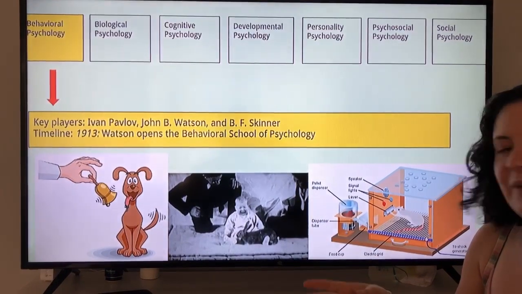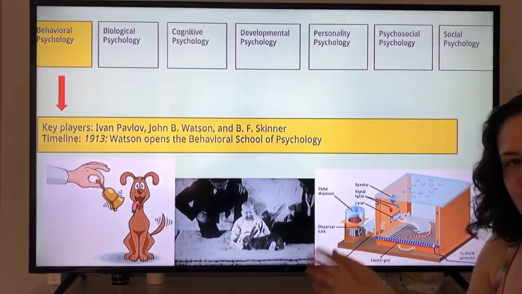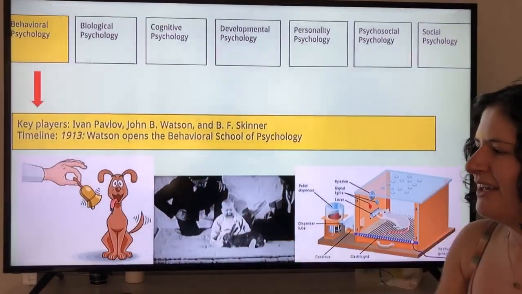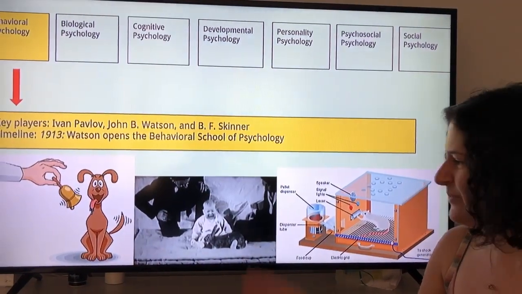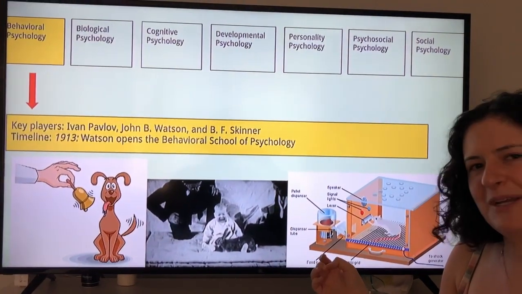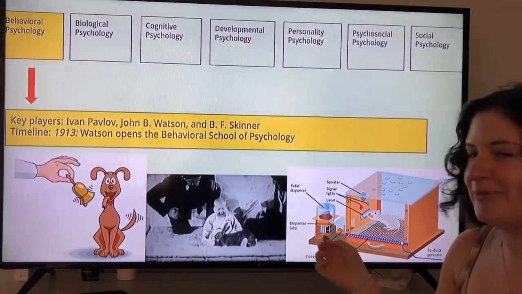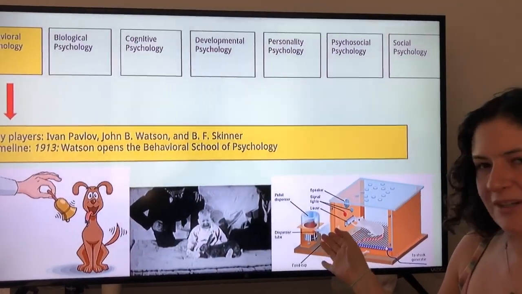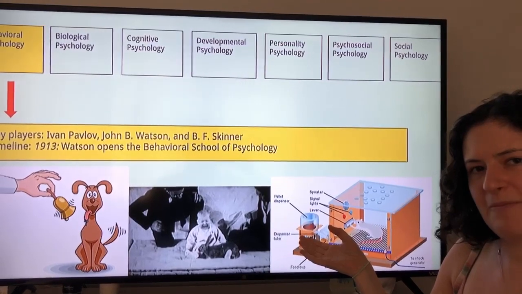So we're going to learn about these later, but just in case you are curious, we're going to be looking at Pavlov's classical conditioning experiment, which used doggies and food. We're going to look at Little Albert, an experiment that might not be approved by the IRB today. And then today we're going to be looking at Skinner's Skinner box and his study of operant conditioning.